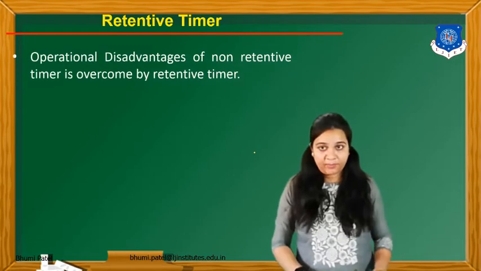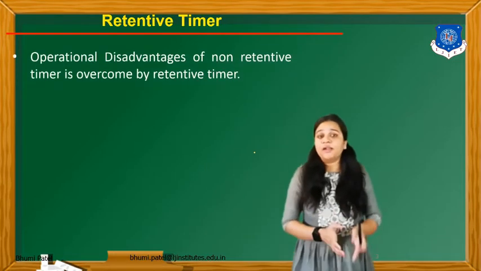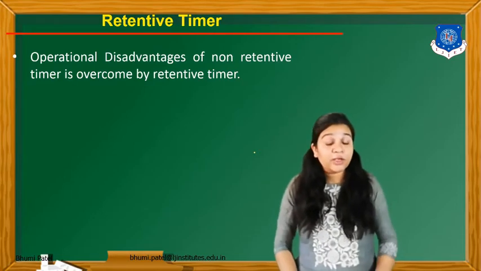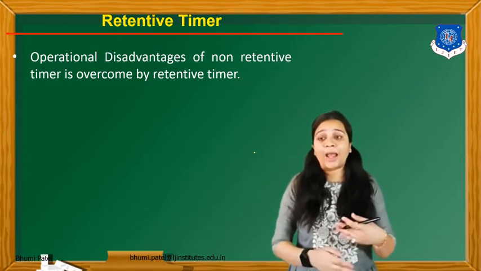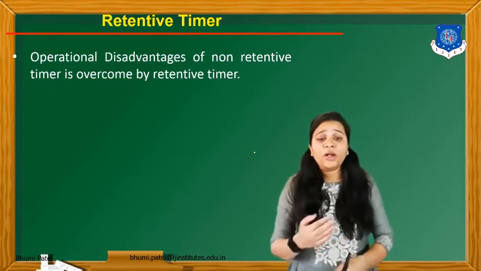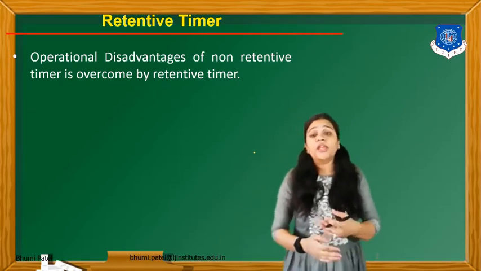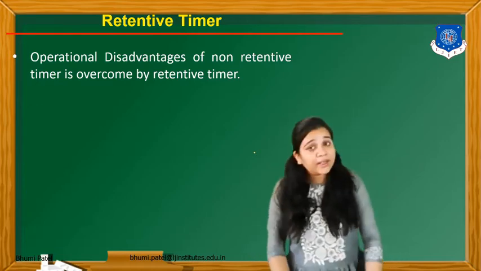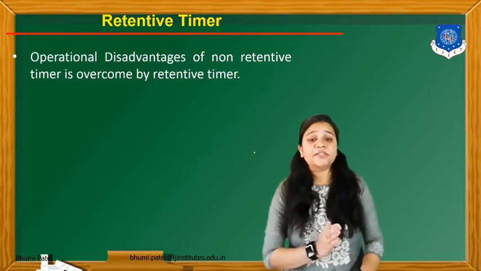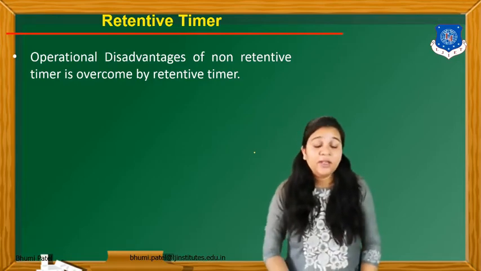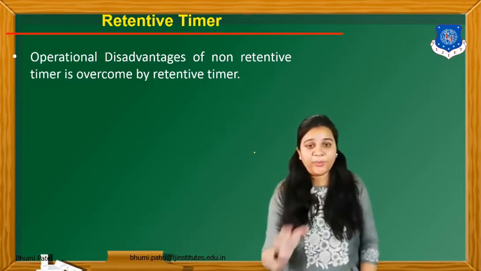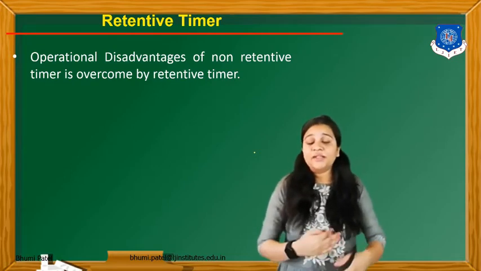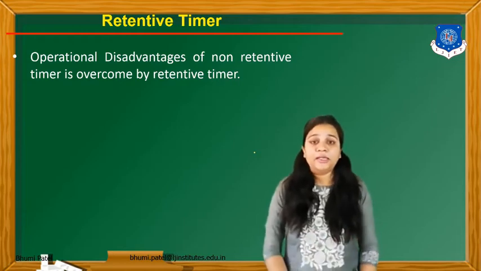Now the retentive timer. The disadvantage of the non-retentive timer is overcome by the retentive timer, because as you know, in a plant or industry we cannot deal with only one input. We can use more than one input for a particular system. The disadvantage of the non-retentive timer is that we can use only one input and one output for the system, and this is overcome by the retentive timer.